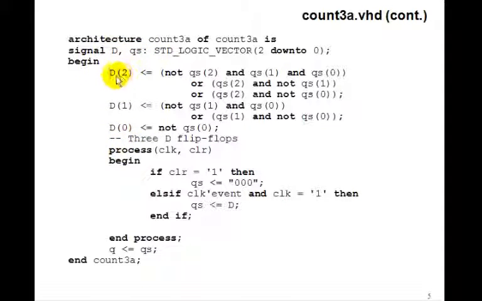Here are the logic equations for D2, D1, D0 that we derived from Karnaugh maps in the last lesson. And then we'll make the 3 D flip-flops. We'll have a process with clock and clear. If clear equals 1, we'll set the signal QS to 0, 0, 0. Else, if clock'event and clock equals 1, remember this is the rising edge of the clock, QS gets D. So this is just the 3 D flip-flops, where the inputs D are given by the logic equations we derived from the Karnaugh maps. We set Q to QS, and this should be our 3-bit counter.